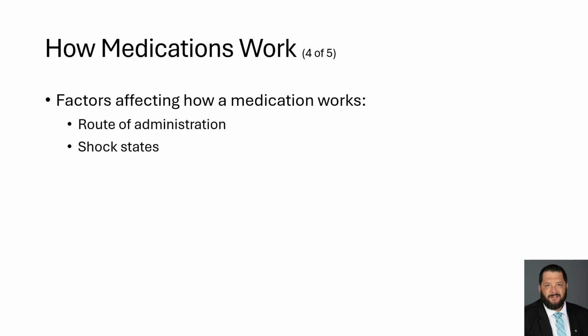Other things that can impact how medications work within the body are states of shock. Things like hypoperfusion due to distributive shock or hypovolemic shock may ultimately delay the medication from getting to the appropriate receptors, thus causing a delay in that medication's onset or a prolongation of its duration of action. Other factors can include things like temperature and basal metabolic rate for the patient.